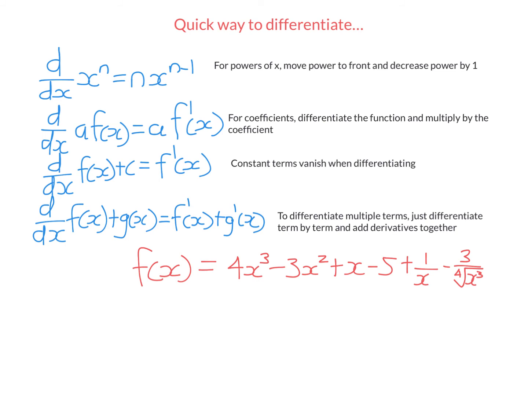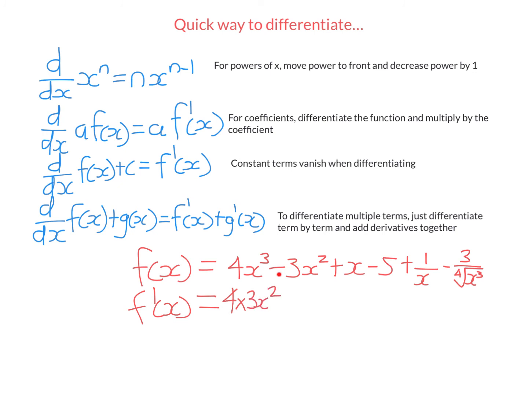I will explain all the laws by differentiating this function here. There's no way I'm going to put this into the first principles formula. That would take forever. When you have a function like this with heaps of terms, we're going to differentiate term by term. So the derivative of 4x cubed: I move the 3 to the front and decrease the power by 1. This law says if you've got a coefficient out the front, you can just leave it. So I leave the 4 alone, move the power to the front and decrease the power by 1.